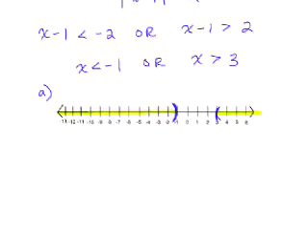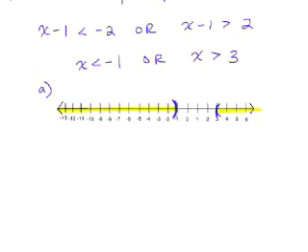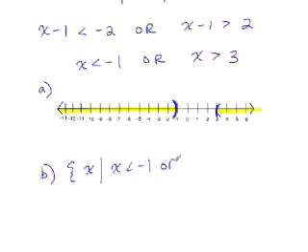Part B, write our solution set using set builder notation. B, we would say our solution set is the set of all x such that x is less than negative 1 or x is greater than 3.